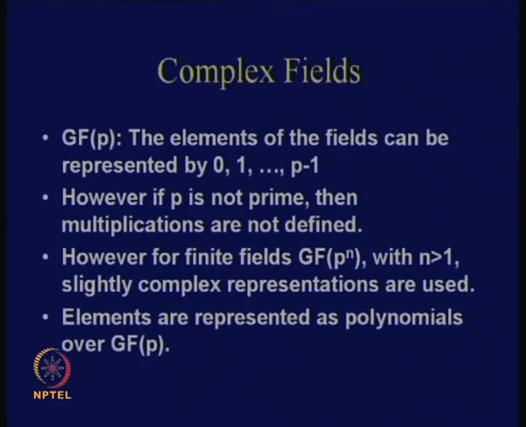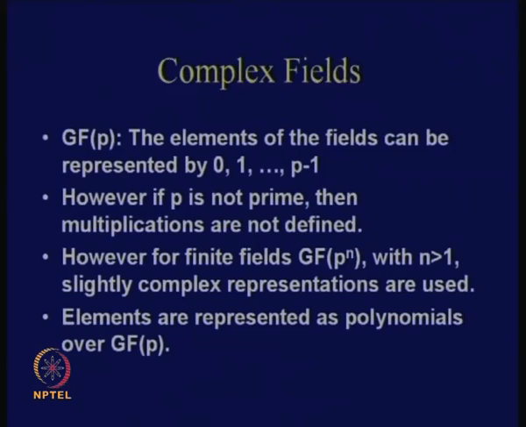Finite fields are often referred to as Galois fields also, and are denoted by the letters GF. So GF(p) means that the elements inside GF(p) are from 0 to p minus 1. The elements of the field can be represented as 0, 1, up to p minus 1.